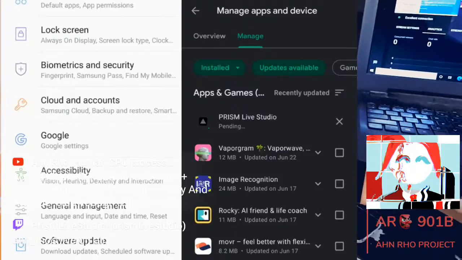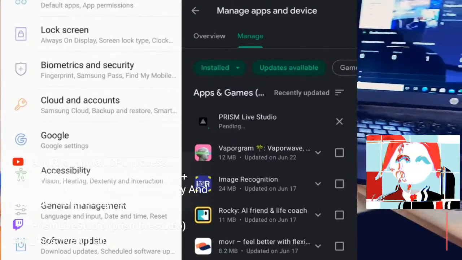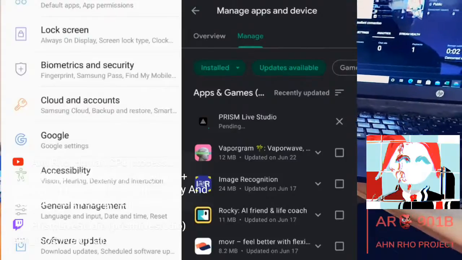Okay, so right here, updating some apps. One of them is a live stream app itself, Prism, the one I'm using to record all of this right now.